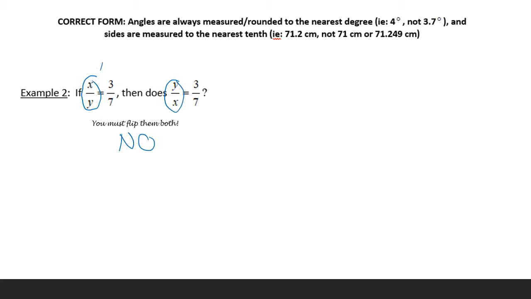We flipped this one over, and it looked like this once we flipped it over, then we should have flipped this over too. So the answer should be 7 over 3, not 3 over 7. In other words, that's what IE means.